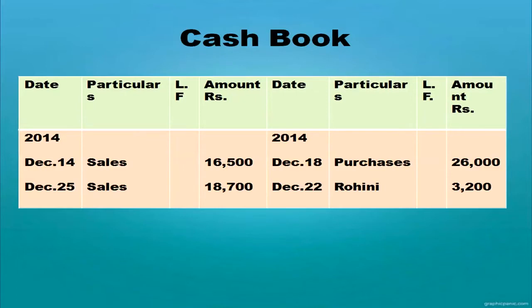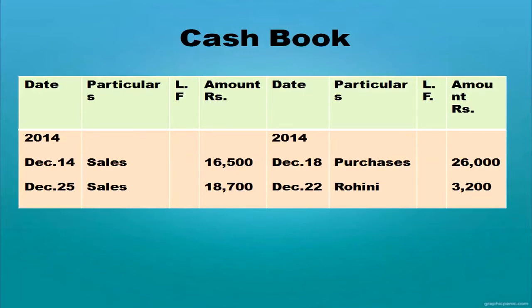Then December 18, purchased goods for cash. Purchases debit to cash. You are posting on the credit side. Why? Because it is an expense. All payments go on the credit side. So "By purchases", with date and amount in the respective columns. Then December 25th, cash sales made again, so cash account debit to sales.